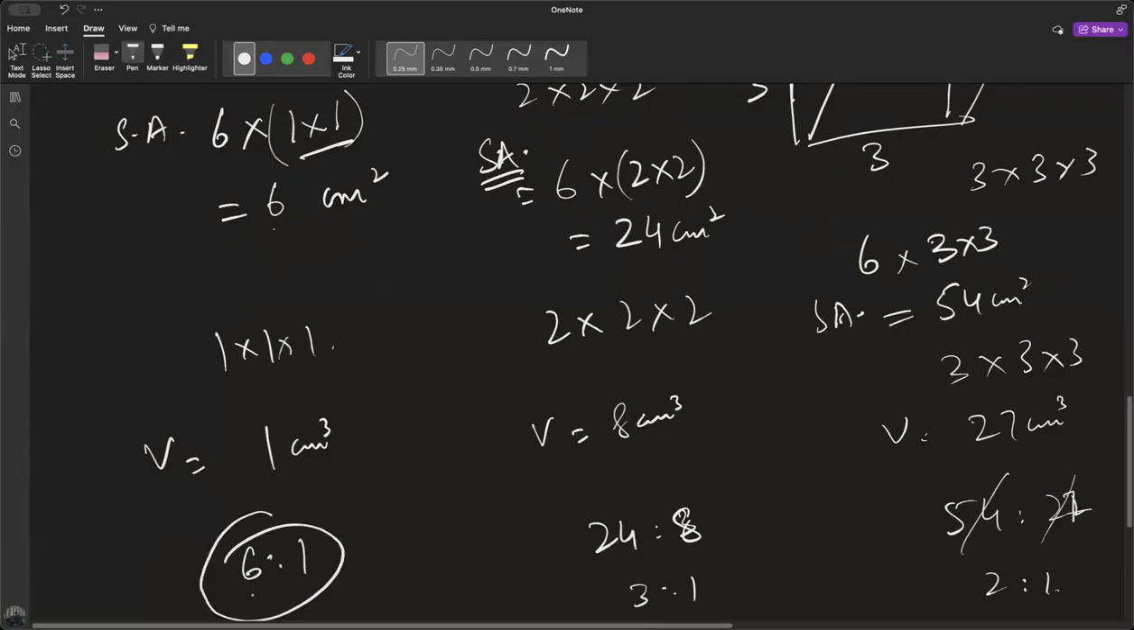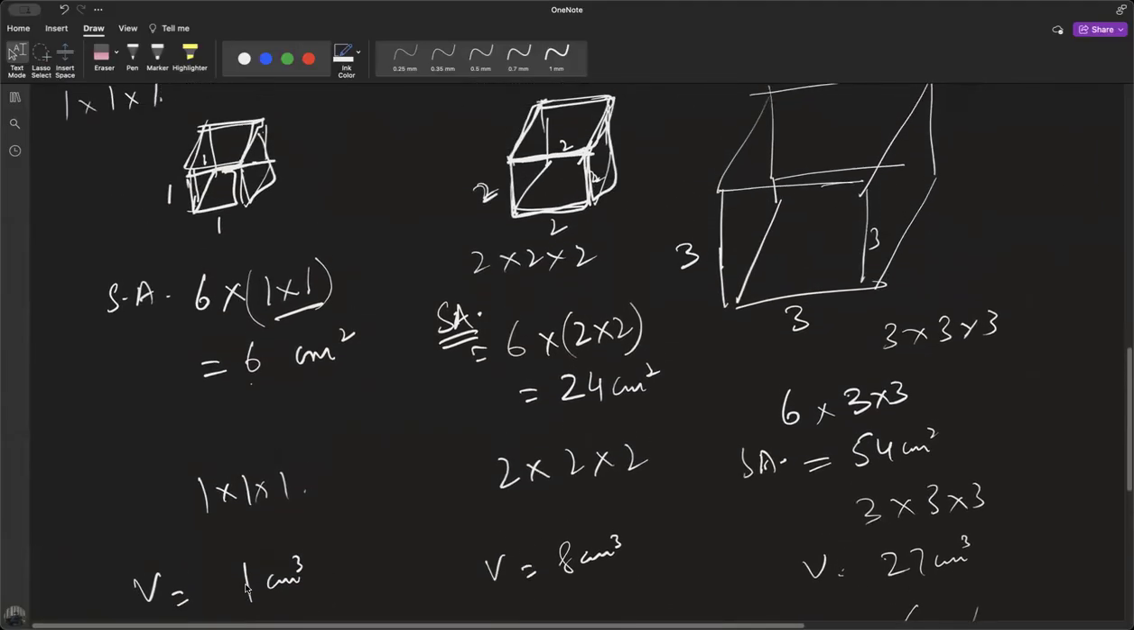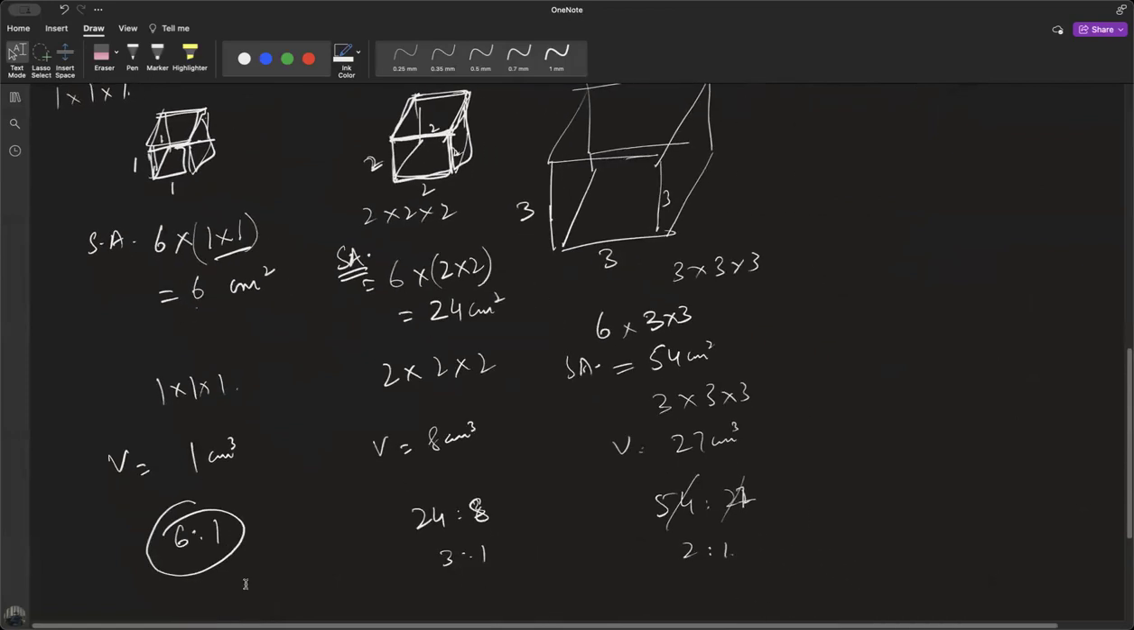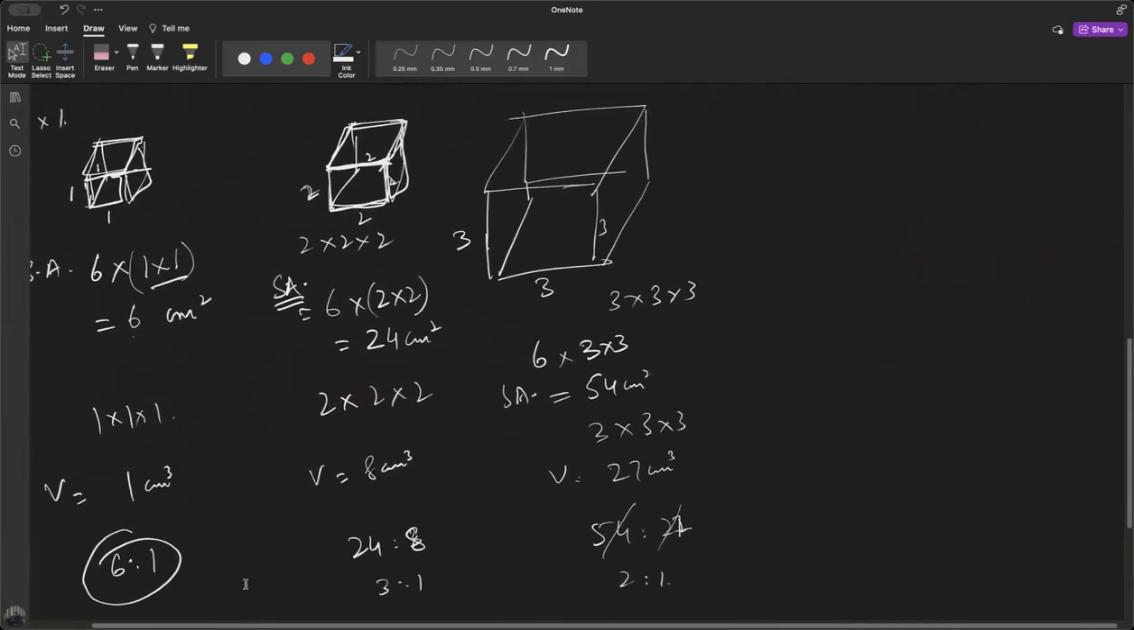You see, this has a higher surface area. Now, why is that so? This part is easy to understand, right? But we have to understand how it benefits the cell.